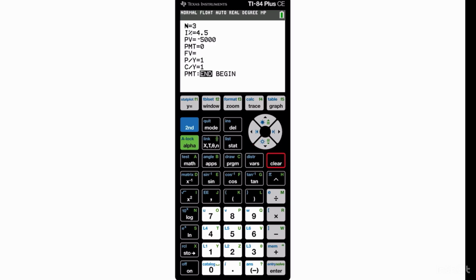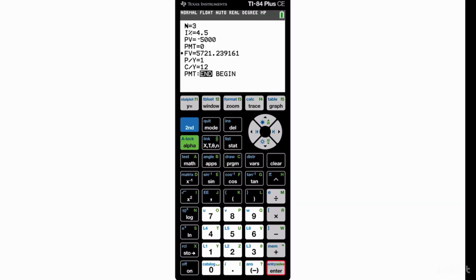If you clear it, remember the calculator will not let you keep coming down to enter any more values, so you have to put something there. Since 0 was already there, I'm just going to keep it there. P per Y is payments per year. This is not a payments question, so leave it alone. It is compounded monthly, so C per Y is 12. You're going to leave it at end. You go back to future value, alpha, enter is how you're going to get the correct response.